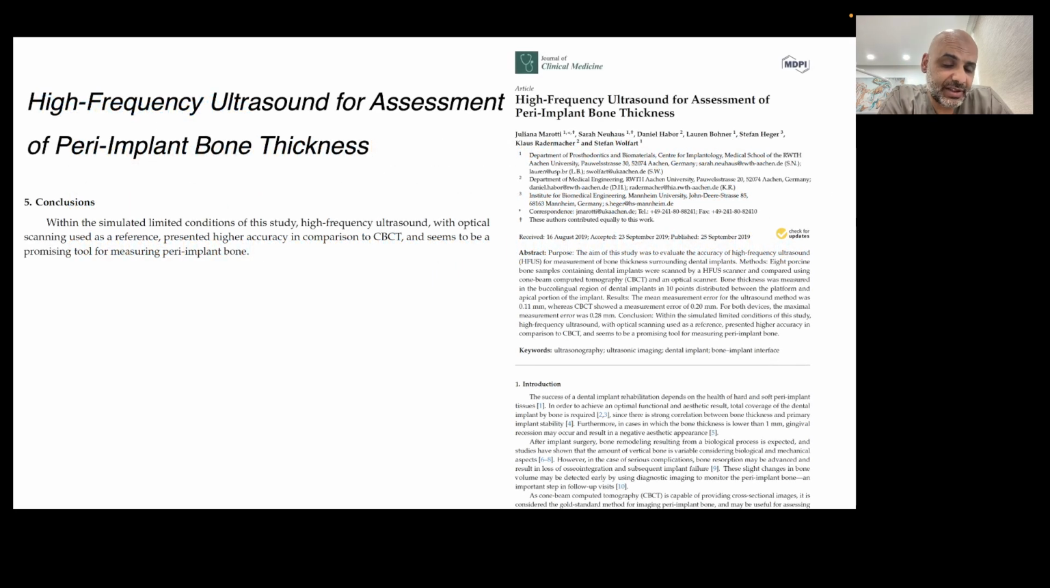Other modalities that we might hear about in the future will help us in visualizing the anatomy and the structures. The ultrasound is a new device, high frequency ultrasound for the assessment of peri-implant.